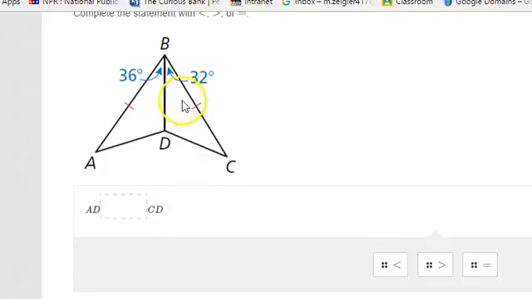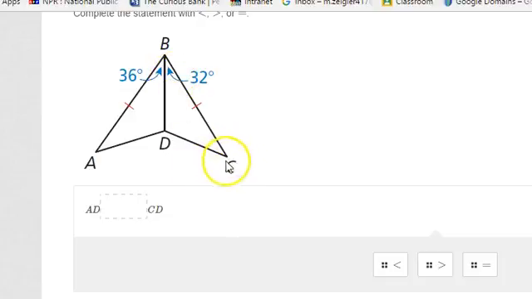Here, we've got fixed angles, but we're asking about the sides. We've got side AD and side DC. So if we take a look here, this is a 32 degree angle. This is a 36 degree angle. These triangles, again, are almost congruent. They share a side, BD, and they've got a pair of congruent sides over here. It just so happens this angle is a little bit smaller, so they're not congruent.